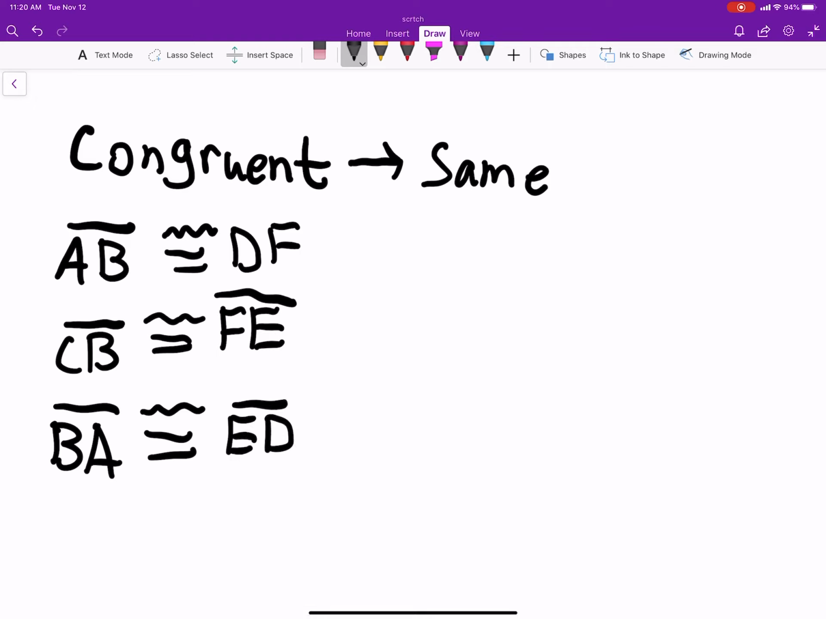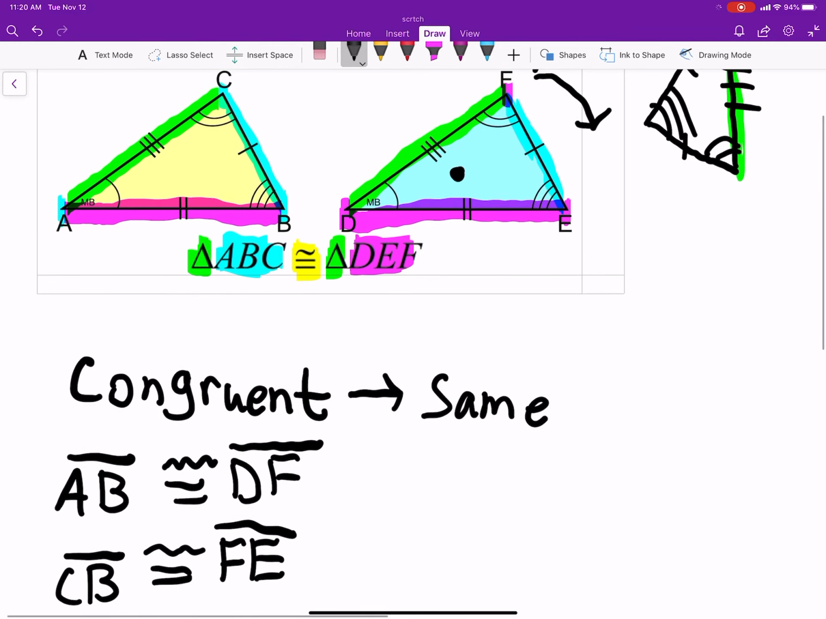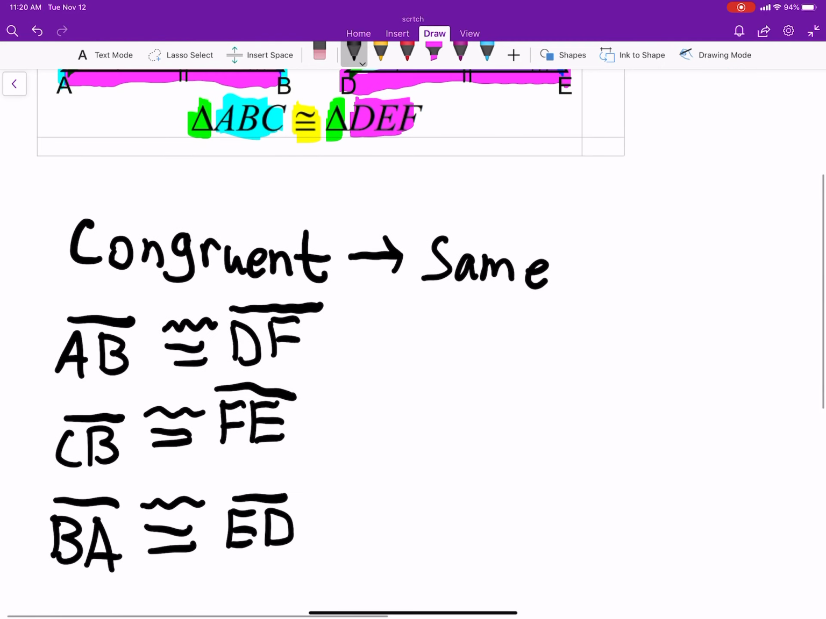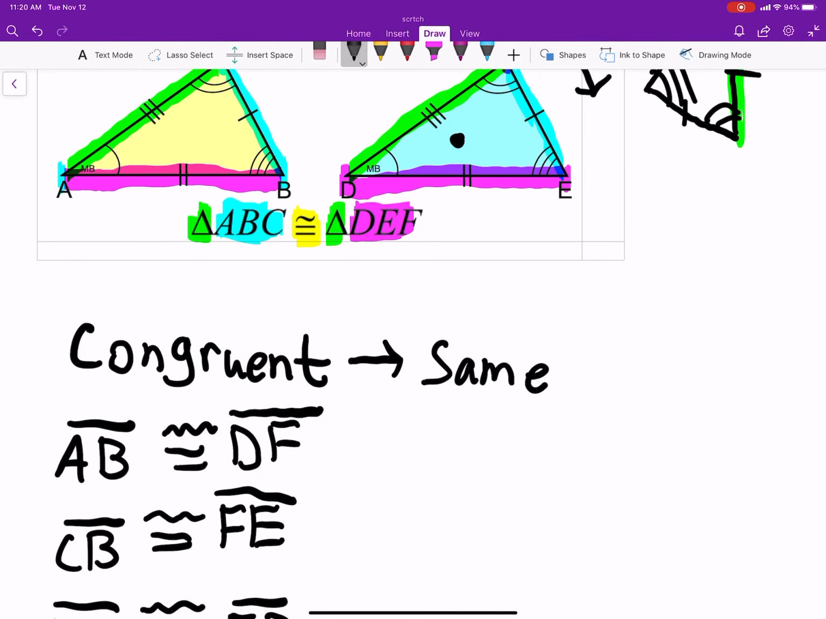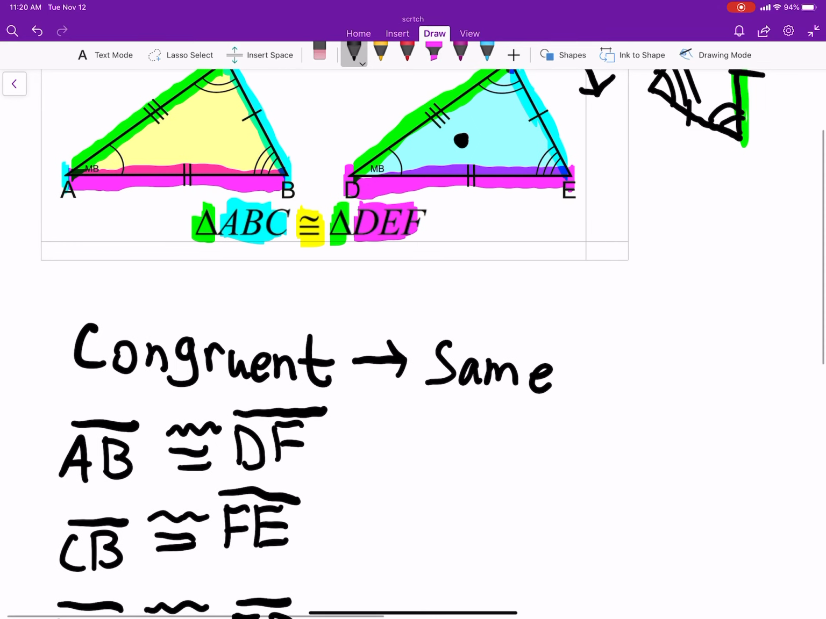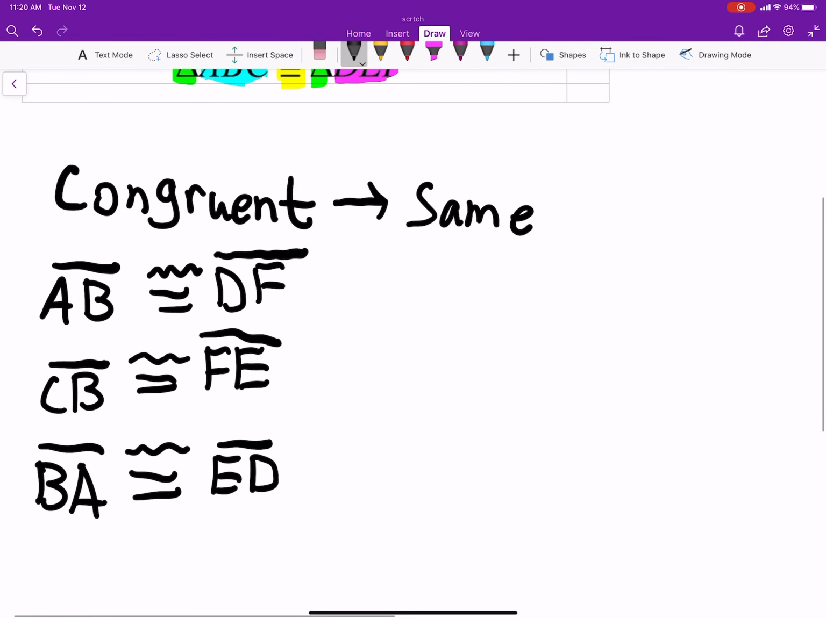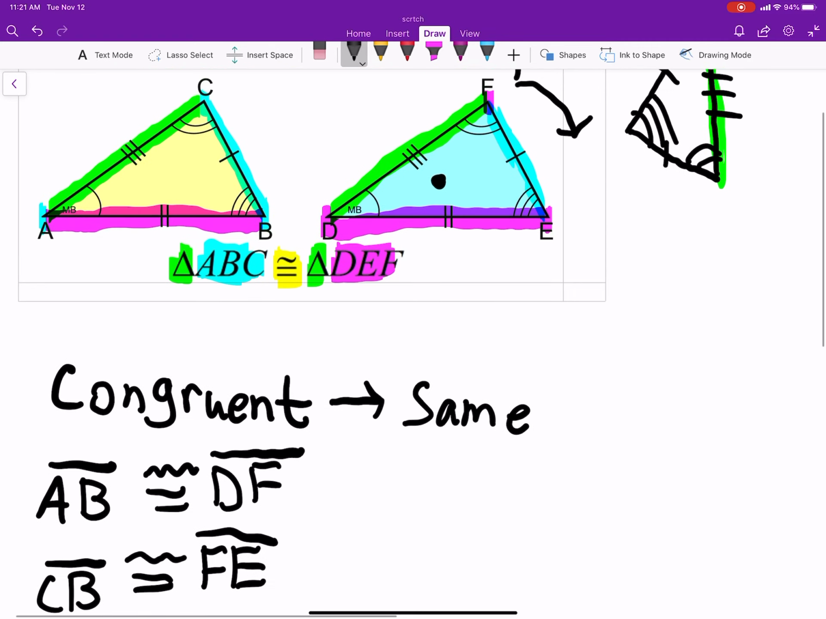Now, quick point to make. I could also say, instead of BA, the line segment AB, because it's ultimately going to be the same line segment. But if I were to do that, I have to switch from ED to DE. Okay? Instead of going ED, I would have to say DE and AB. Basically, those are going to be flipped.